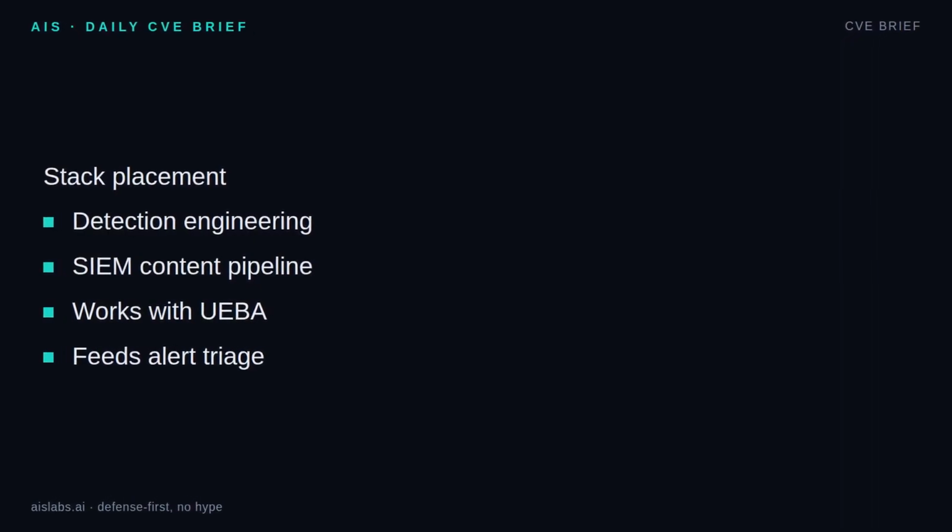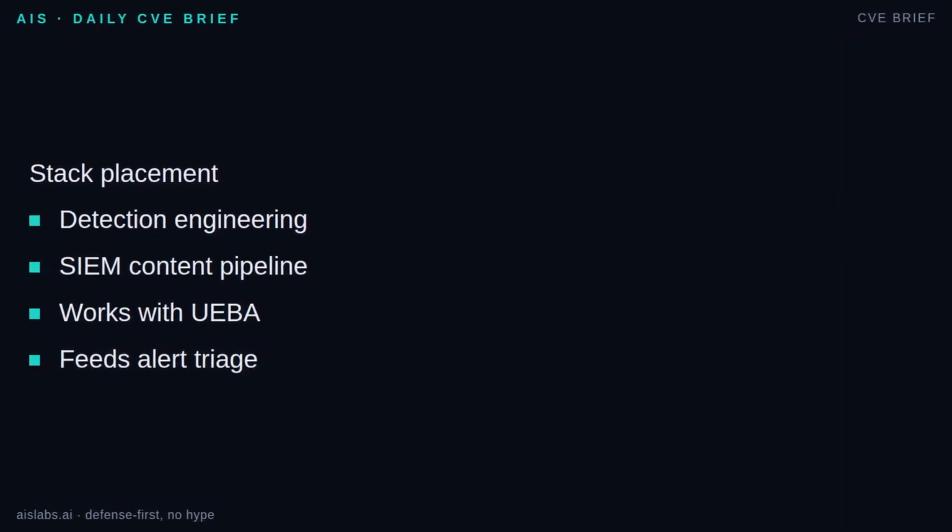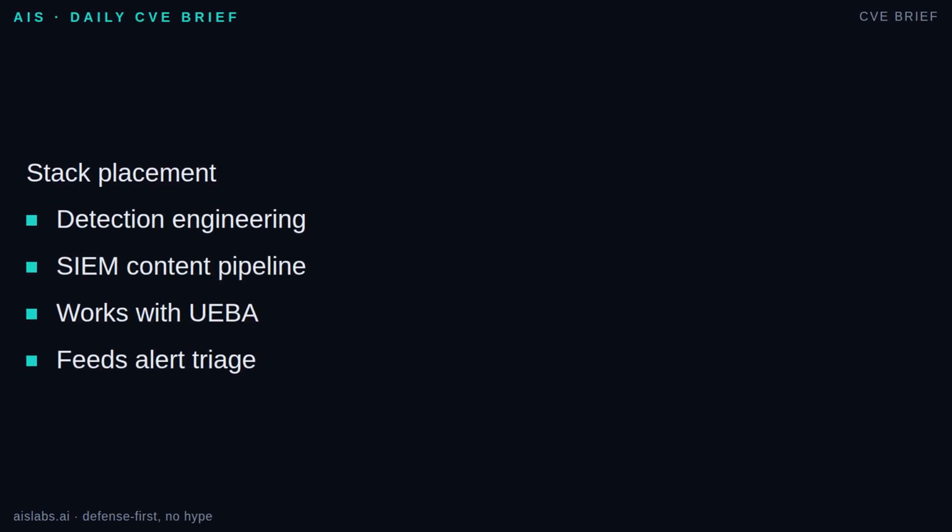Sigma fits in the detection engineering layer between the idea and the SIEM rule. It does not replace log collection, endpoint visibility, enrichment, case management, or analyst judgment. A good flow looks like this: identify a behavior worth detecting, write or adapt a Sigma rule, convert it, test it in the SIEM, tune it, then manage it like code.